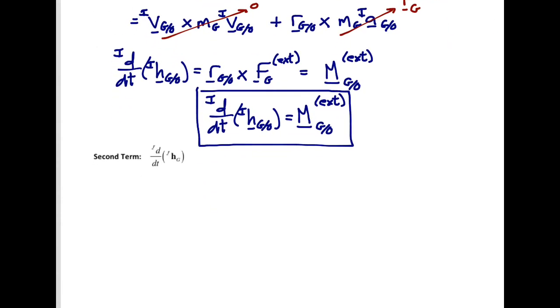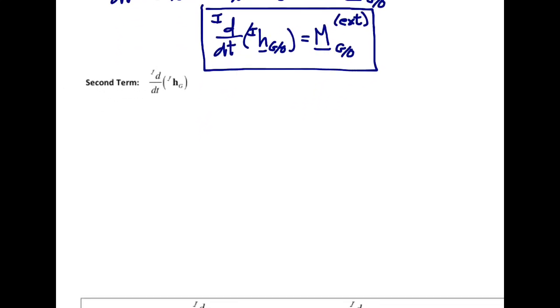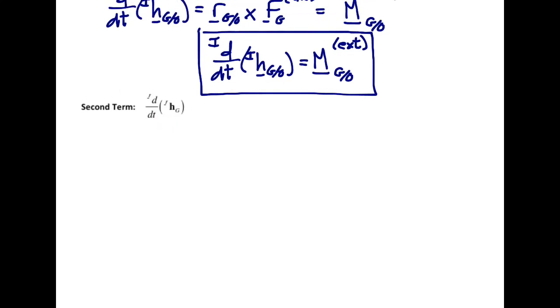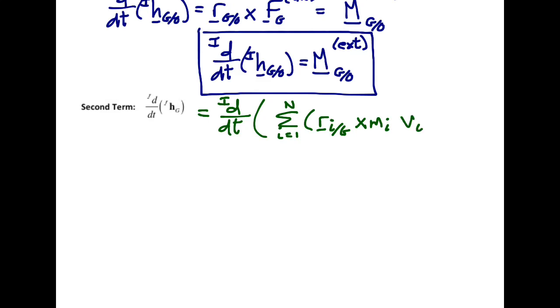So now let's take a look at the second term in this expression, which is the time derivative of the angular momentum of the system about the center of mass. Now recall that we separated this out, and so we can write this as the time derivative as observed in the inertial reference frame of this expression, where we're now summing across all of our particles. So the position vector of each particle with respect to the center of mass crossed with the mass itself multiplied times the velocity with respect to the center of mass.